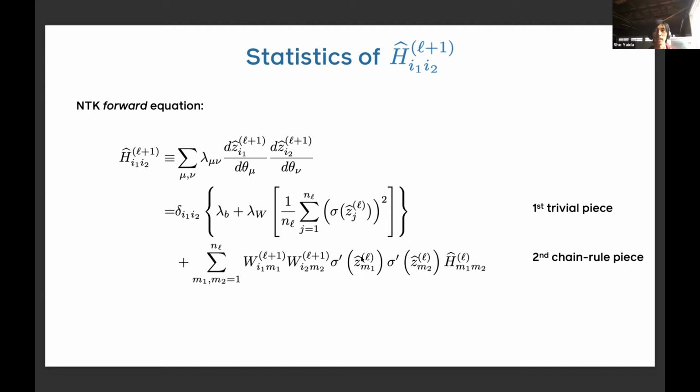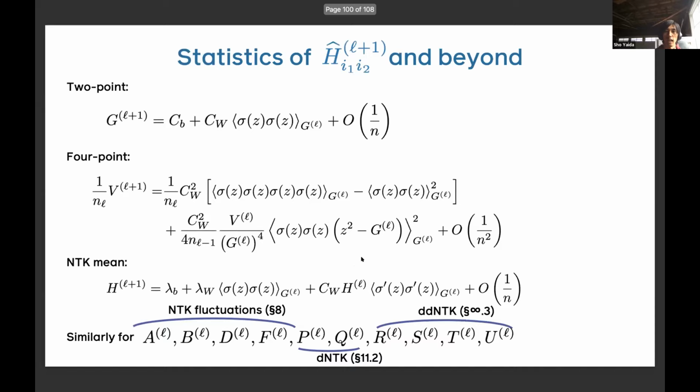And from this you can now study the statistics, and that results in the recursion for the NTK mean given here. You can similarly study the recursion for the NTK fluctuation, dNTK, and ddNTK. And it's all tractable. The message here is that this four-point function, the NTK fluctuation, dNTK, and ddNTK are all 1 over N effects. But I should emphasize, in capital letters, that this is everything you need to know at this order in 1 over N about the dynamics of the neural network. It may seem like a lot, but it's finite and it's tractable, which is great. I should also emphasize that the 1 over N is more like an L over N, depth over width ratio. And that's going to be the theme of the next lecture.